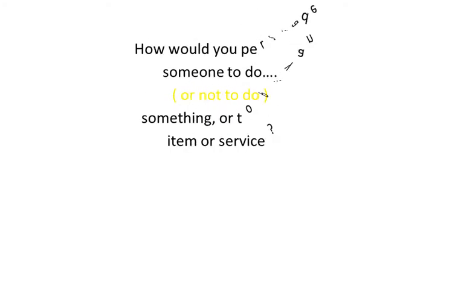Persuasive writing. Of course, you are going to see the persuasive writing in our cluster, in cluster B, as you are trained. And also tomorrow you are going to have 2 questions in the writing part. You are going to select only 1 topic and try to persuade the reader of your point of view. The persuasive writing, as you see, how would you persuade someone to do or not to do something or to buy an item or service?